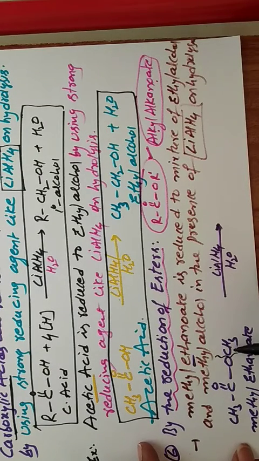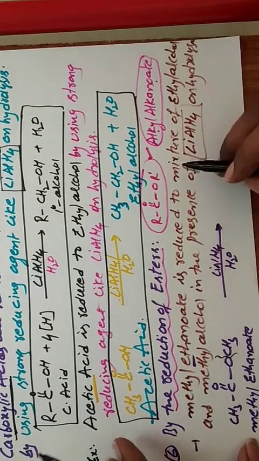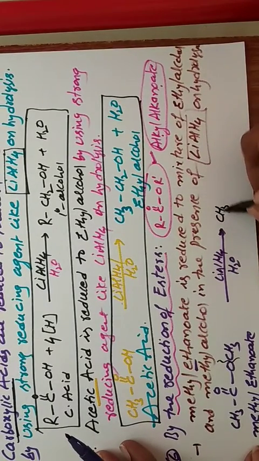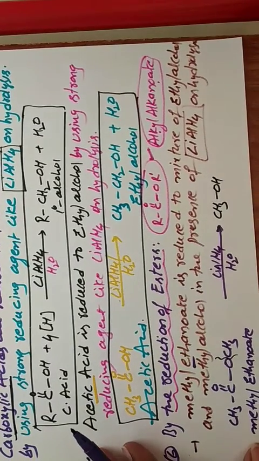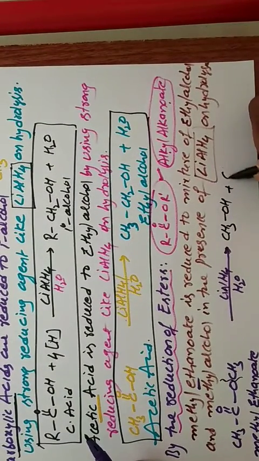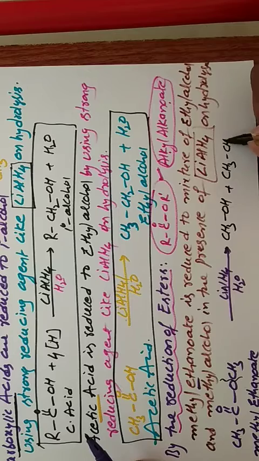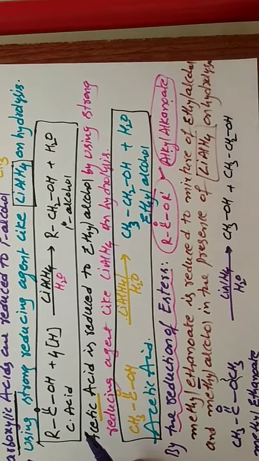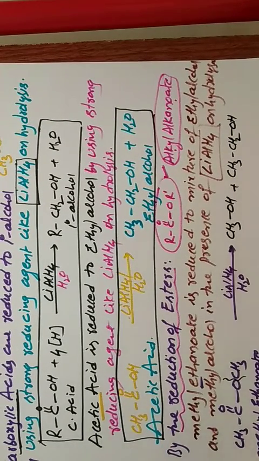To this part, one methyl group, that is methyl, we can get the methyl alcohol, CH3OH. Remaining, how many carbons? 2 carbons. CH3, CH2OH. Okay, so CH3 is converted to CH3OH.